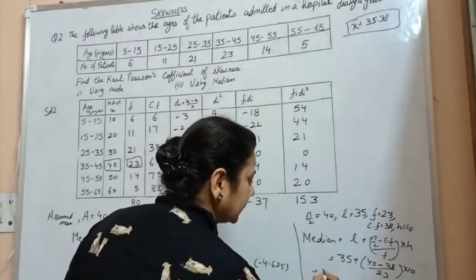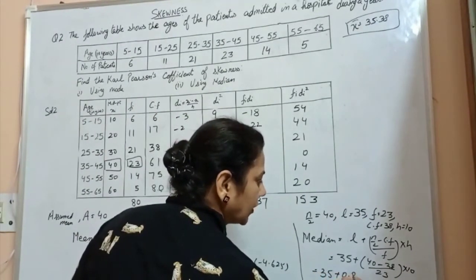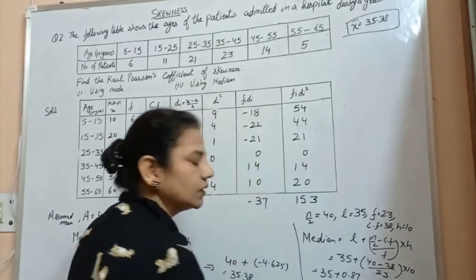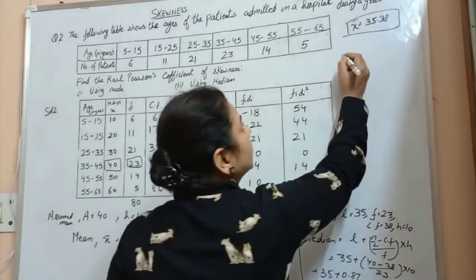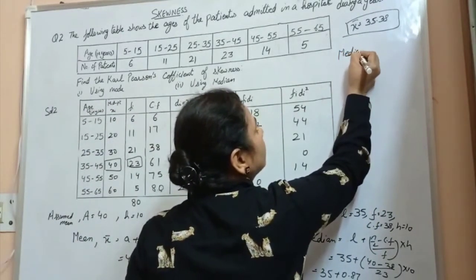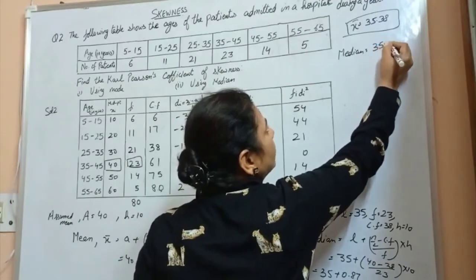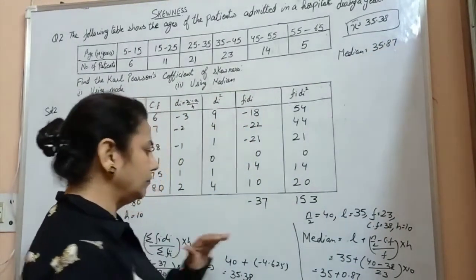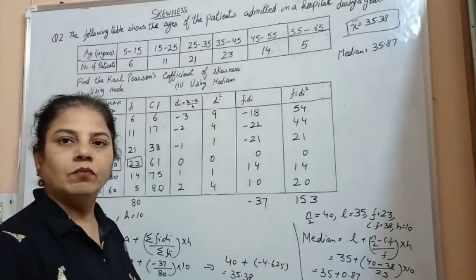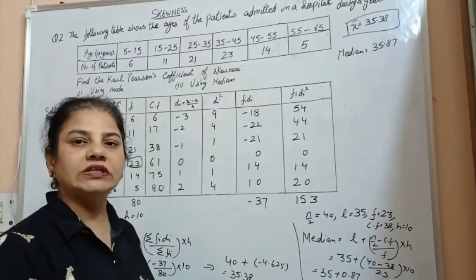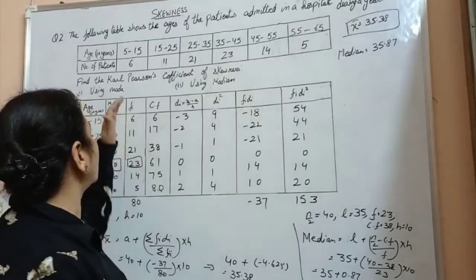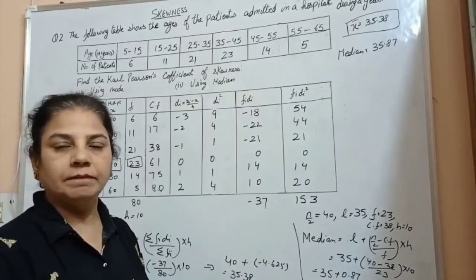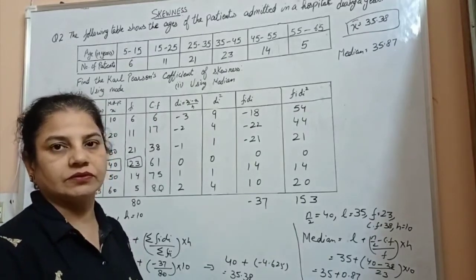On solving, you will get 35 plus 0.87. That means 35.87 is the median. So we write the median here as 35.87. Now we know the mean and the median. We calculate the mode and standard deviation, because we need all these things to solve for the Karl Pearson coefficient of skewness. So we need standard deviation also.